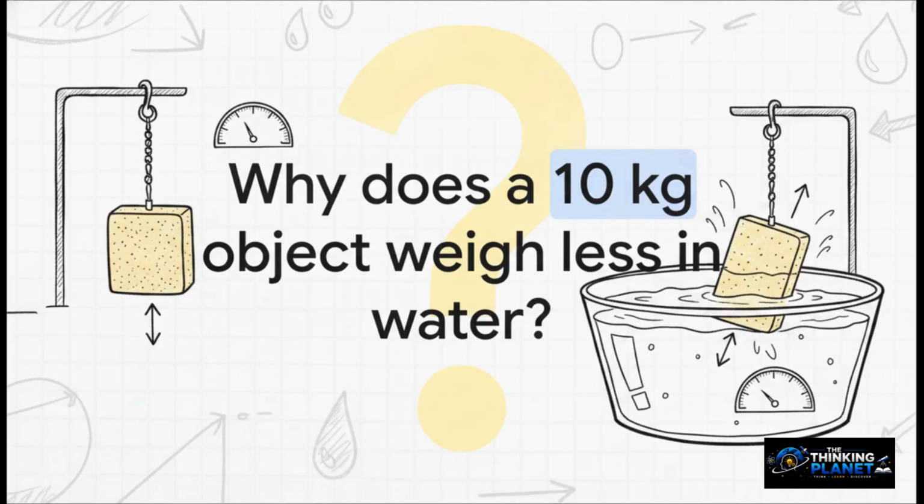But here's where the mystery actually starts. You take that exact same object, still hanging from the spring balance, and you lower it right into a tub of water. Suddenly, you check the reading, and it's dropped to 6 kilograms. Unless this object went on an instant magic diet, where exactly did those 4 kilograms go?